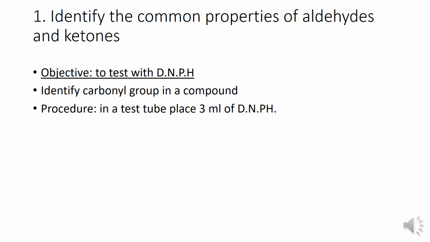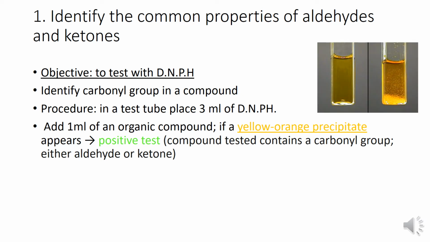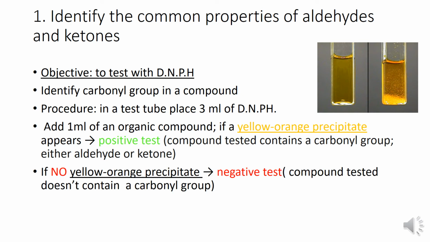The procedure: in a test tube, place 3 milliliters of DNPH. Add 1 milliliter of an organic compound. If a yellow-orange precipitate appears, it means a positive test. The compound tested contains a carbonyl group. It is either an aldehyde or a ketone. If no yellow-orange precipitate appears, it means it is a negative test, as you see in the first figure, no precipitate. The compound tested doesn't contain a carbonyl group.